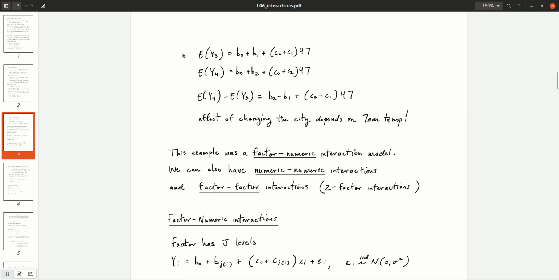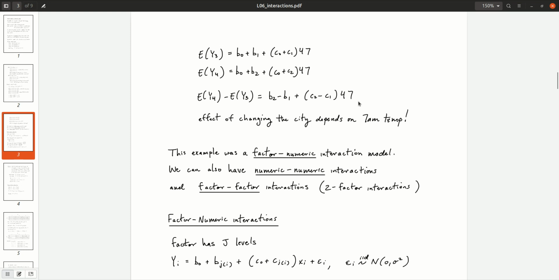So let's look at Y3 and Y4. This is the same example as before. Here we're holding 7 a.m. temperature constant, but we're changing the city. And if we take this difference, we view this as the effect of changing city when the 7 a.m. temperature is 47. So if we look at that difference, what survives is B0 minus B2 minus B1. C0 times 47 will cancel, but C2 minus C1 times 47 will not. So we get B2 minus B1 plus C2 minus C1 times 47.